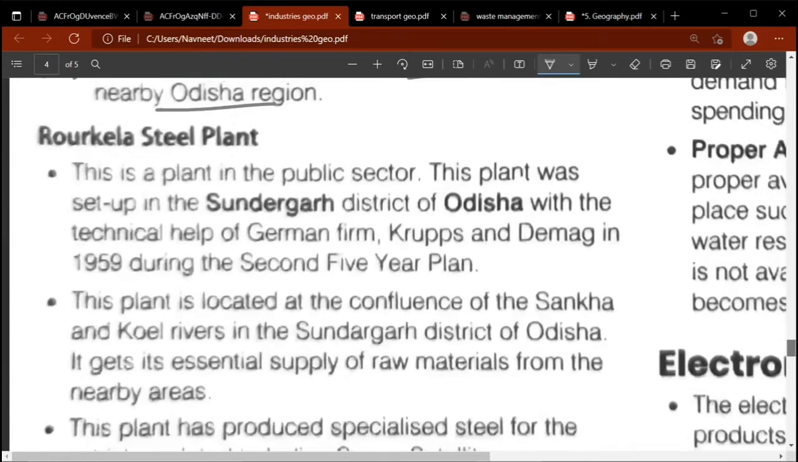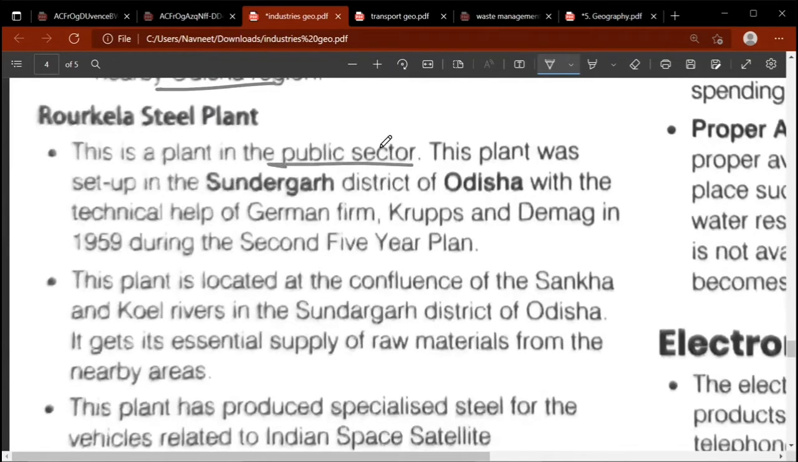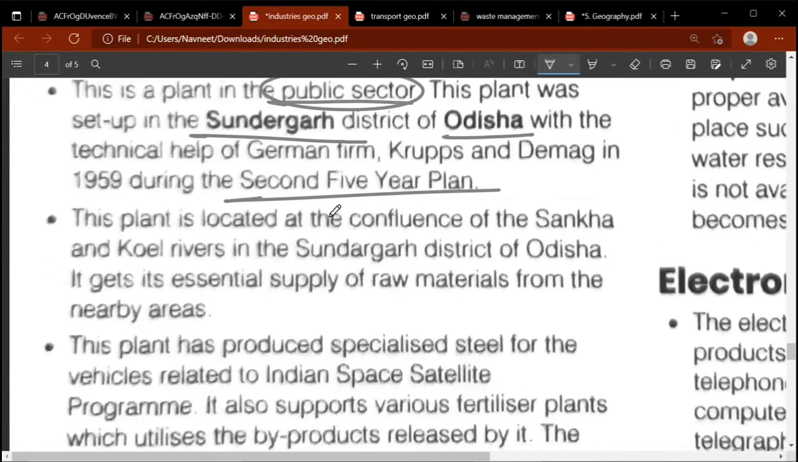Okay. Rourkela Steel Plant is a plant in the public sector. This plant was set up in the Sundargarh district of Odisha with the technical help of German firms Krupp and Demag in 1959 during the second five-year plan. This plant is located at the confluence of the Sankha and Koel rivers. Remember the names of the rivers in the Sundargarh district of Odisha.